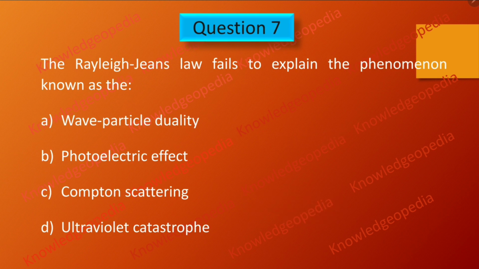The next question is question 7. Rayleigh's law fails to explain the phenomenon known as wave particle duality, photoelectric effect, Compton scattering, or ultraviolet catastrophe. So this is our correct option.